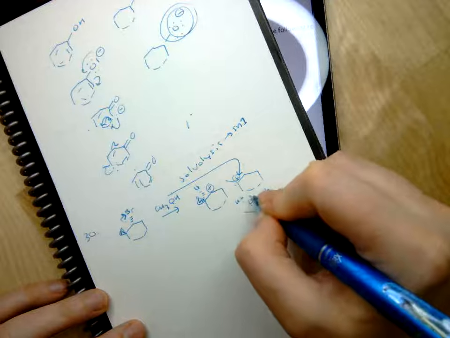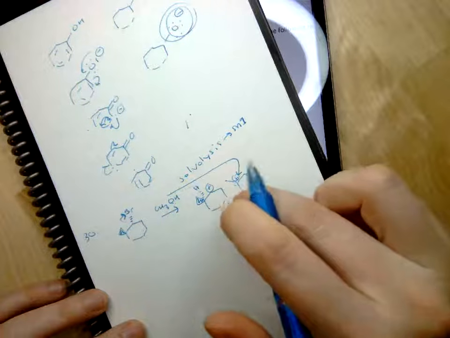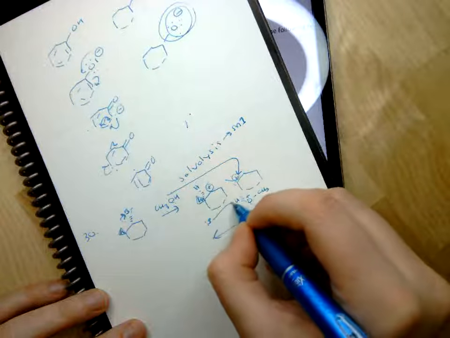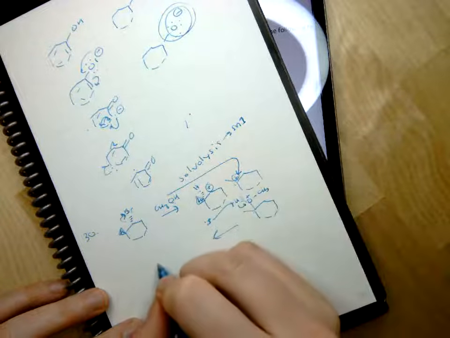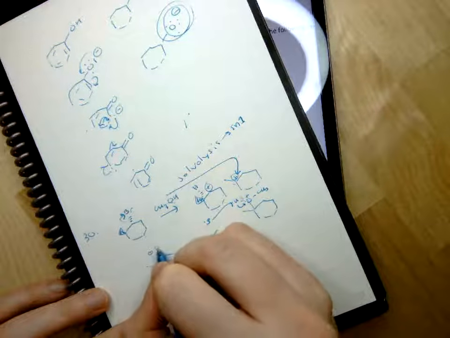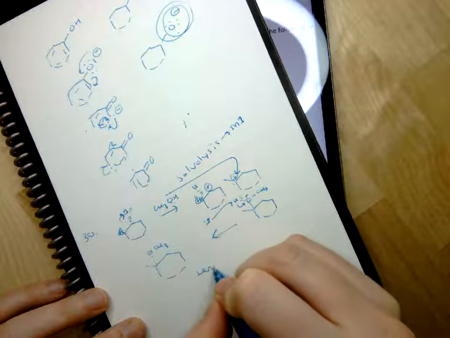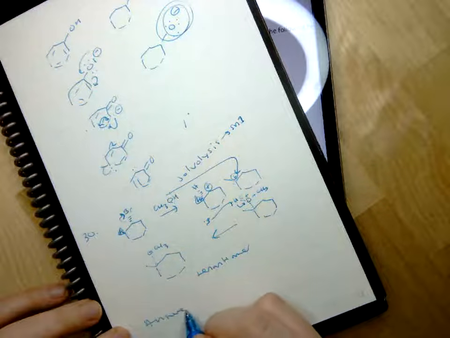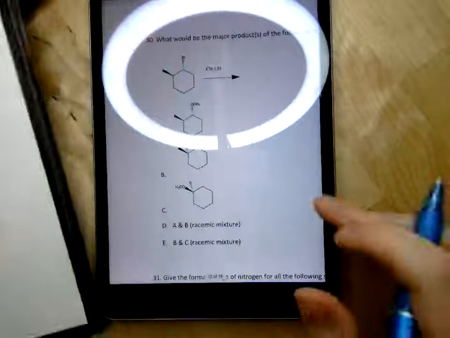OCH3, and it'd be H, this oxygen would be positively charged initially. And then you'd add base or the solvent in the solution to deprotonate it, and you'd get OCH3, and you'd also get the enantiomer. So the right answer for that one is, let's look.